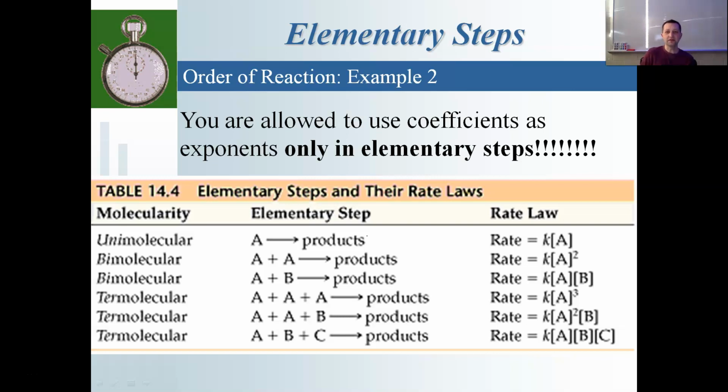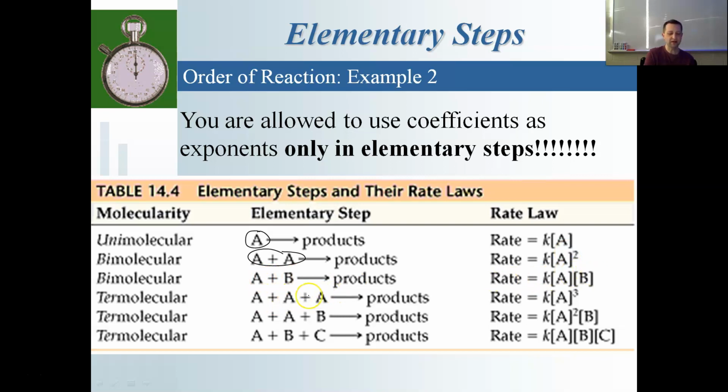Okay, so you're allowed to use coefficients as exponents only in the elementary steps. So again, you have to figure out what your slow step is, and then write your rate law for that slow step, and that's going to be your rate law for the overall chemical reaction. Okay, so you can see what the different ones look like here. Unimolecular, which is just one item involved in the chemical reaction here in our rate law. Rate equals K times A, so that's just A yields products. A plus A yields products is K times A squared, and you can see the rest of them here. A plus B would be rate equals K times A times B.